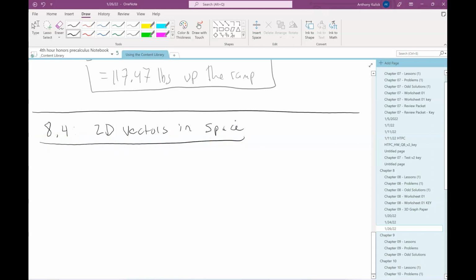Our next section here is called 2D Vectors in Space. It sounds like a cartoon title or something. I think it does. It's not 3D graph stuff. We'll get to 3D stuff later on in this chapter still. Yeah, that's right. Big woof on that one.